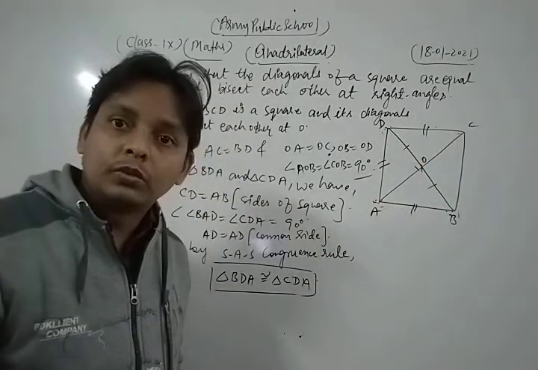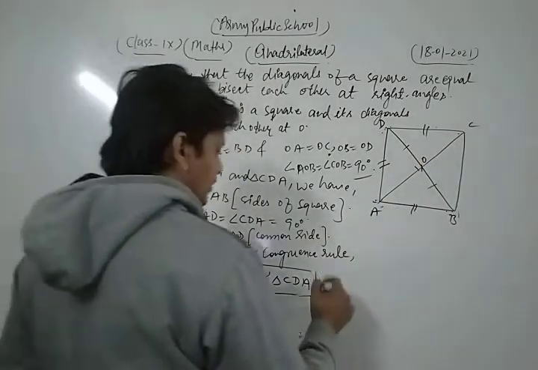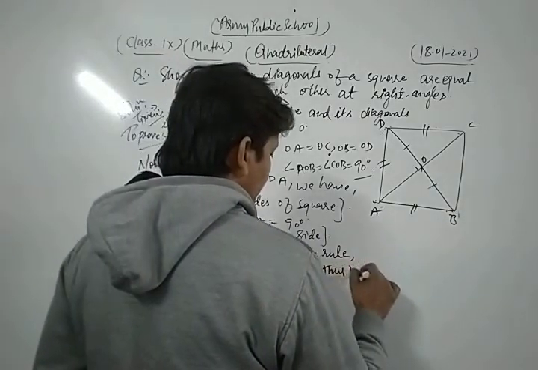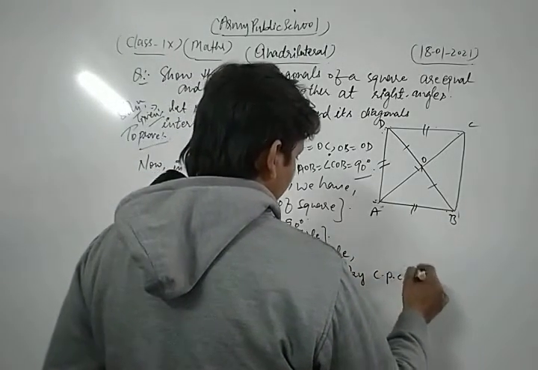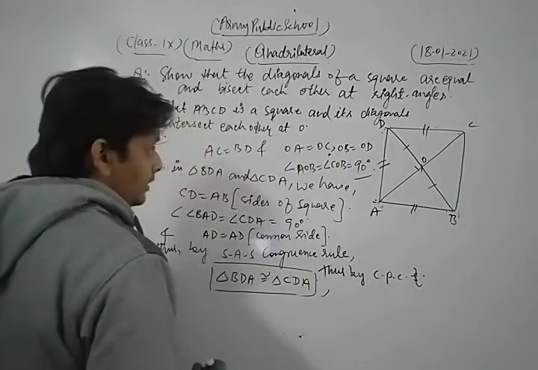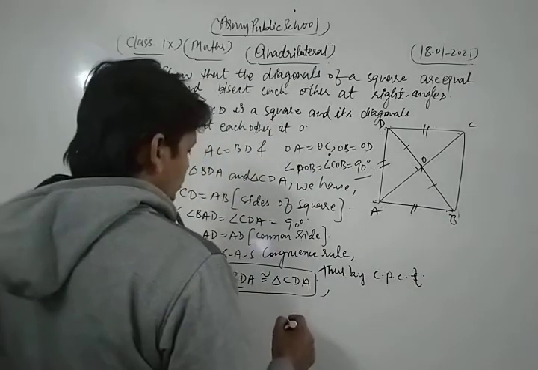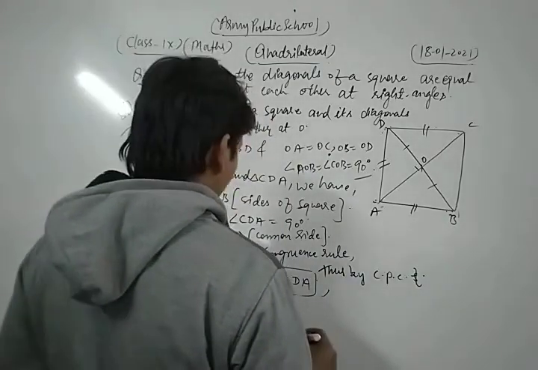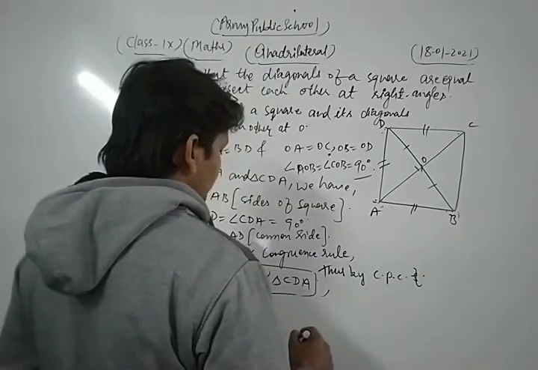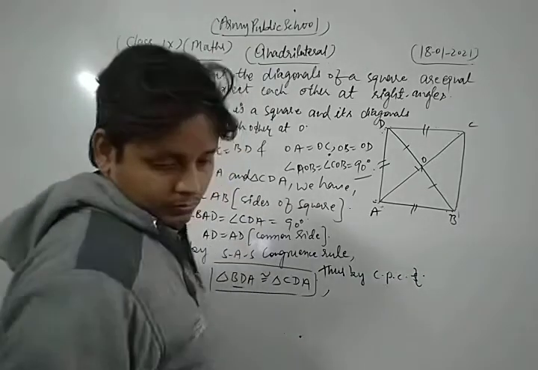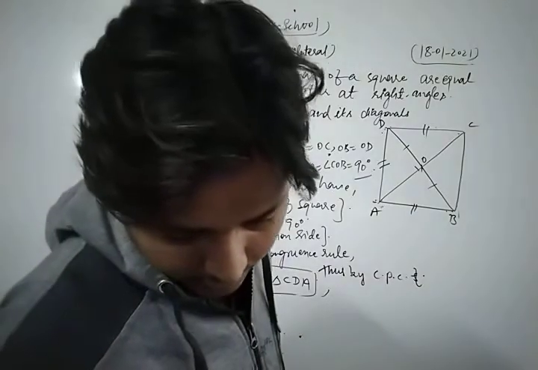Thus by CPCT, what do we get? Let's see. We get BD is equal to CA. Yes, dear students.